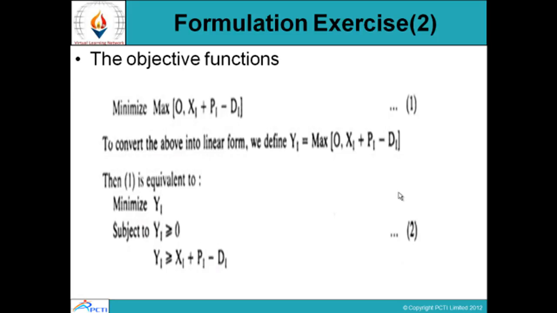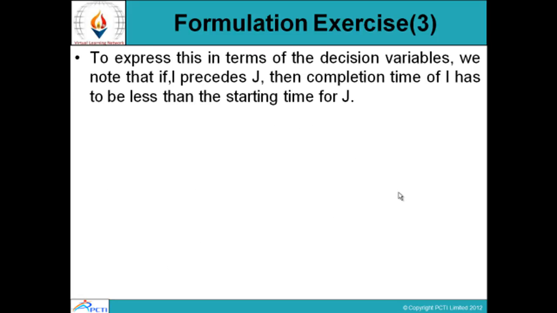Equation 1. To convert the above into linear form, we define yi equal to maximum of 0 and xi plus pi minus di. Then equation 1 is equivalent to minimize the sum of yi subject to yi greater than or equal to 0, and yi greater than or equal to xi plus pi minus di. And our formulation exercise 3. To express this in terms of the decision variables, we note that if i precedes j, then the completion time of i has to be less than or equal to the starting time for j.